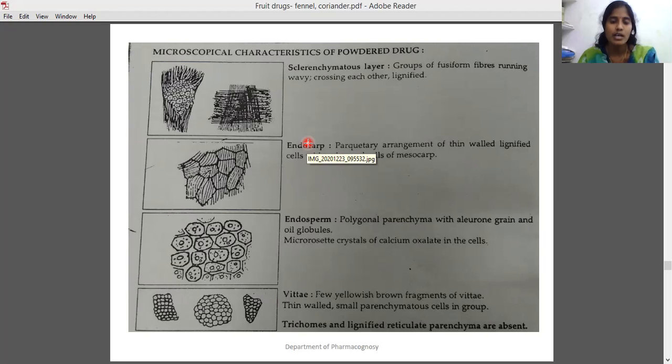For that you have to take the powder on a slide, and add some reagents like phloroglucinol HCl. You have to observe it under the microscope, and check the powder for the presence of the sclerenchymatous layer. If the sclerenchymatous layer is present, it is a coriander fruit. If you observe any reticulate parenchyma in the powder, it is a fennel fruit powder. This is the only difference. We can easily identify these two crude drugs by their microscopical characters.